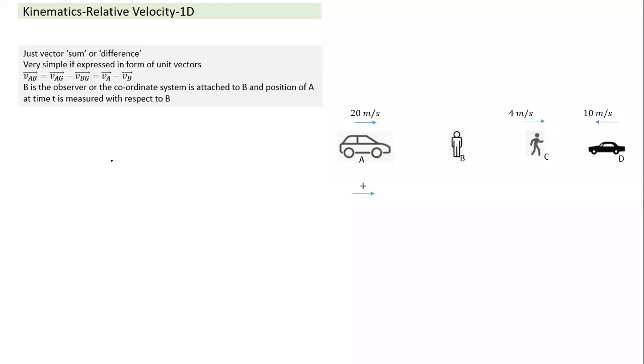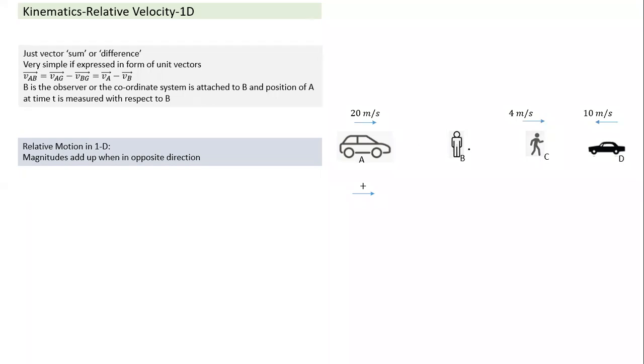So we start with a very simple understanding in terms of 1D, which we experience. Relative motion we experience every day. To understand relative motion in 1D, it becomes even simpler, because in one-dimensional motion only two directions are possible, so we can identify the direction in terms of plus or minus sign.